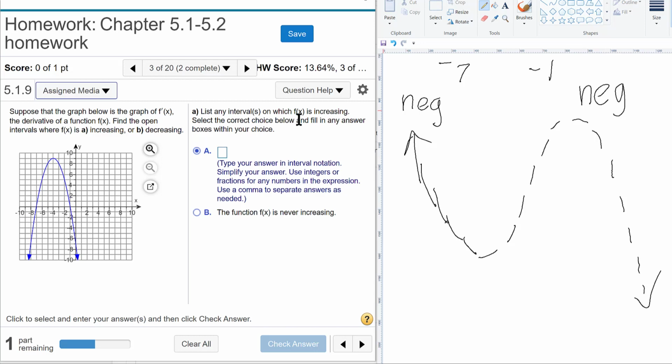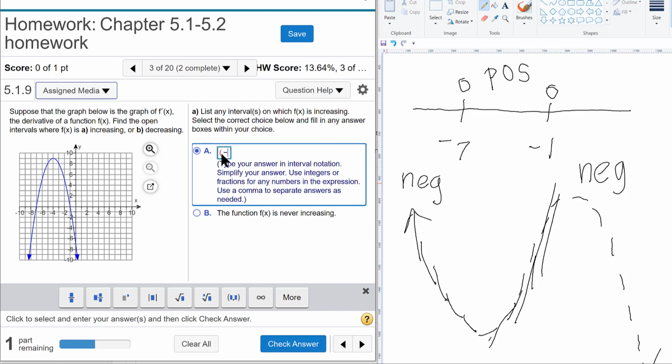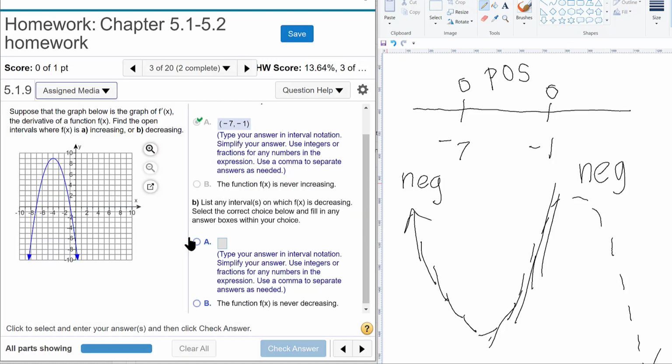So we're supposed to list the intervals on which the original function is increasing. So the original function is increasing only where the slopes of the tangent lines would be positive to the original function. That's between -7 and -1. So you've got to be careful here, because if you just look at the graph, you're going to think increasing is to here and decreasing is to here, but that's the derivative. That's the slope of the tangent line. So they're asking you to refer back to the original function. What is the derivative telling you?